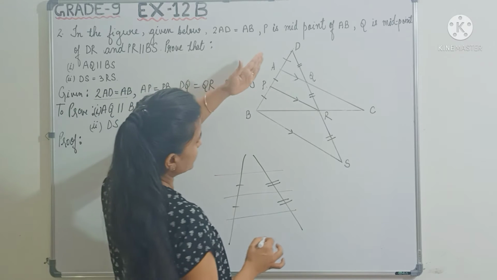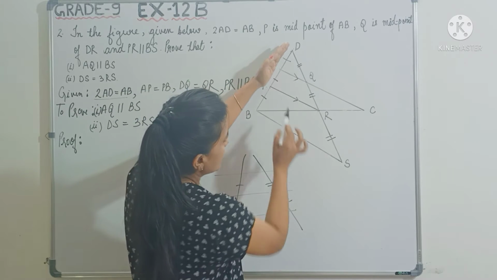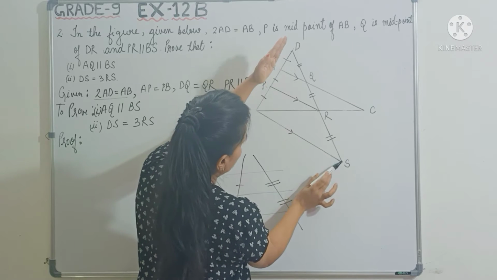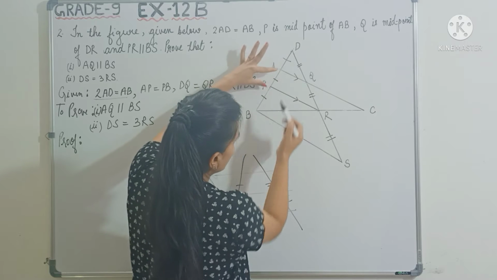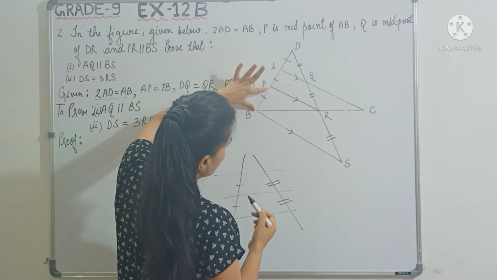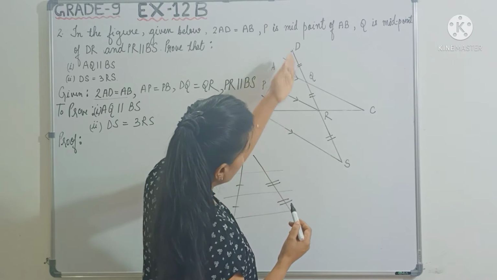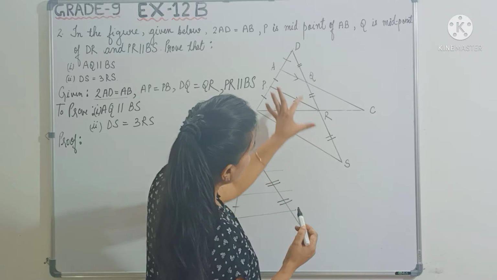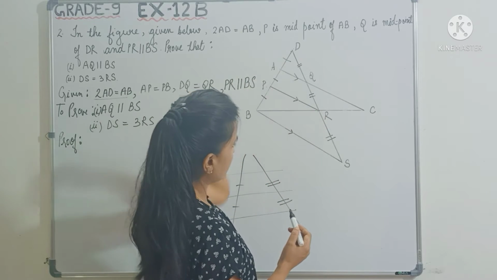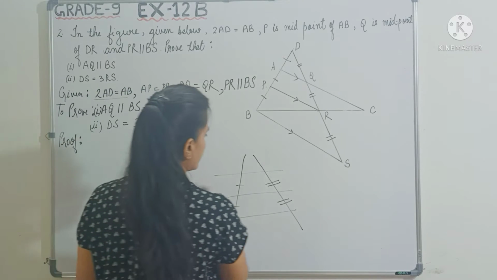So you can see that here DB is a transversal, and you have three parallel lines, right? Now this transversal is making equal intercepts. AP is equal to PB, right? So it means that DS will also make equal intercepts on these three parallel lines, right? So let's write down this information first.